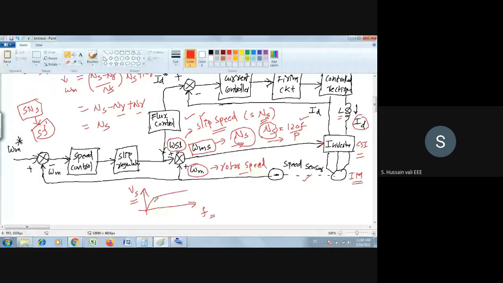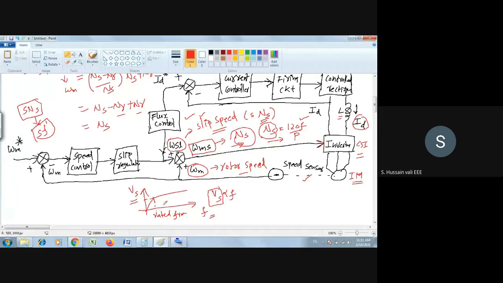Till you reach the rated voltage, or rated frequency, the relationship between stator voltage and F is a direct relationship, Vs proportional to F. Whereas beyond the rated frequency, even though you increase the frequency, you maintain the voltage constant. So this is the frequency control.